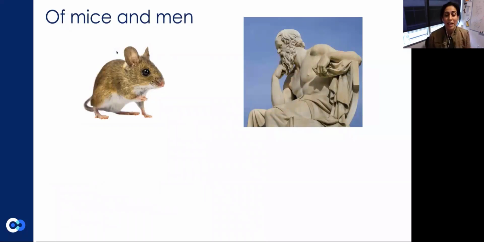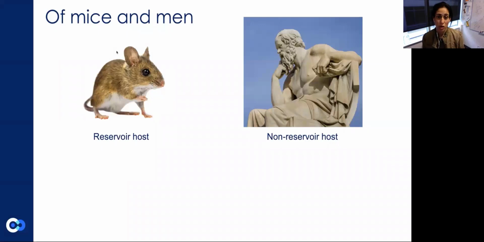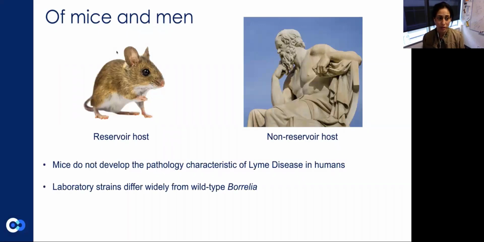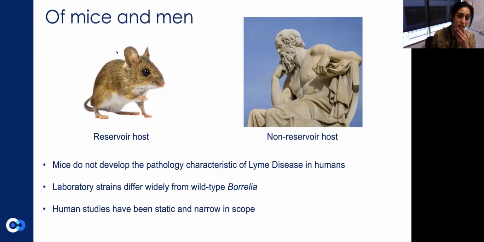Well, one is that most of the studies have been done in mice, which are actually reservoir hosts. And so they don't adequately recapitulate the human immune response because they don't develop the disease like humans do. Also, laboratory strains of Borrelia differ widely from Borrelia strains that infect humans in the wild. Laboratory-adapted Borrelia strains have lost a bunch of plasmids that are required for virulence. And the human studies that are out there are also static and narrow in scope.